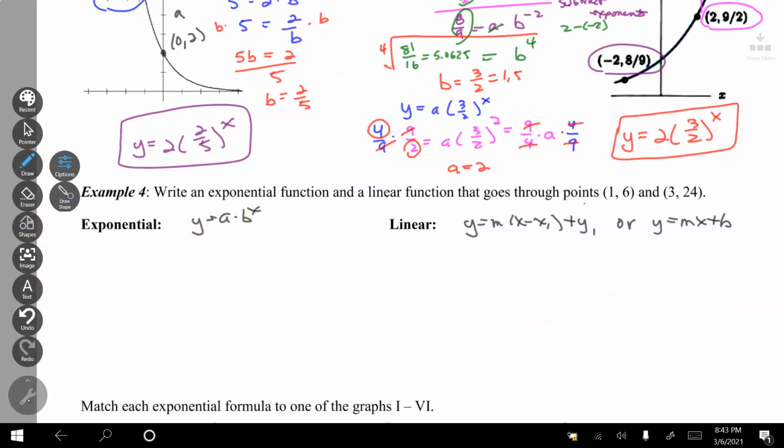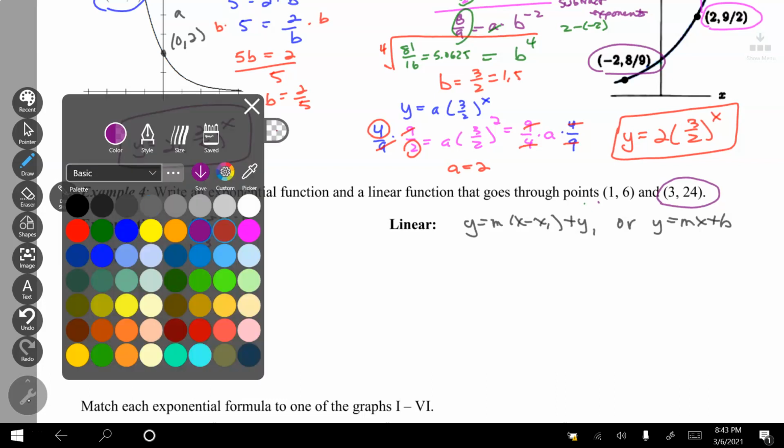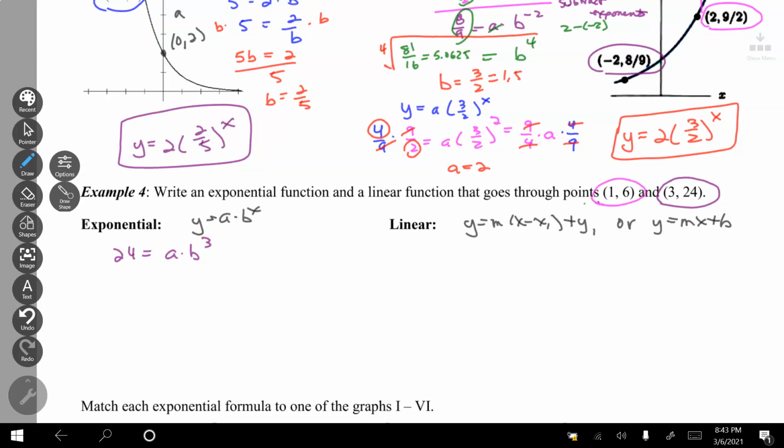Again, more practice of writing equations just given 2 points, and this time you can write either a linear equation or an exponential. We'll do the exponential first. I don't have the y-intercept, so I do have to do the system, where I have to put the higher x on top. A times b to the third is equal to 24, over 6 equals a times b to the first. I divide out. The a's cancel out. 24 over 6 is 4 is equal to b squared when I subtract exponents, so I get b is equal to 2.